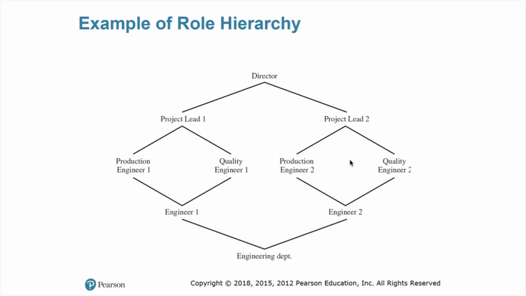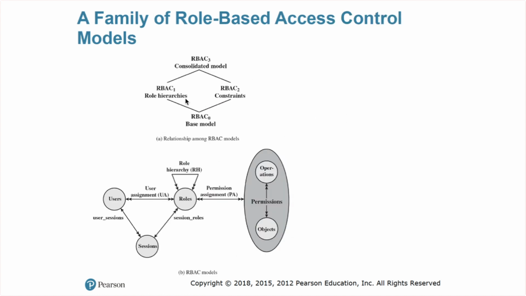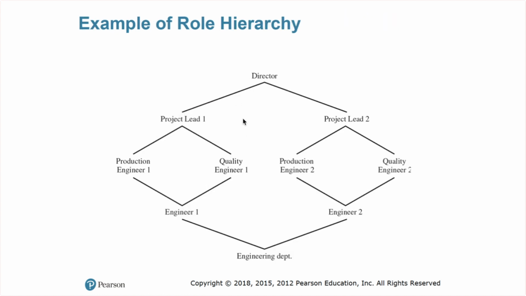There are some examples of the role hierarchy. So these are the role hierarchies. For example, the engineering department would have engineer 1 and 2. Basically, on the top we have the director. The project lead 1 will have the production engineer and quality engineer under them. Similarly, project lead 2 will have production 2 and quality 2. And this is how the hierarchy works.